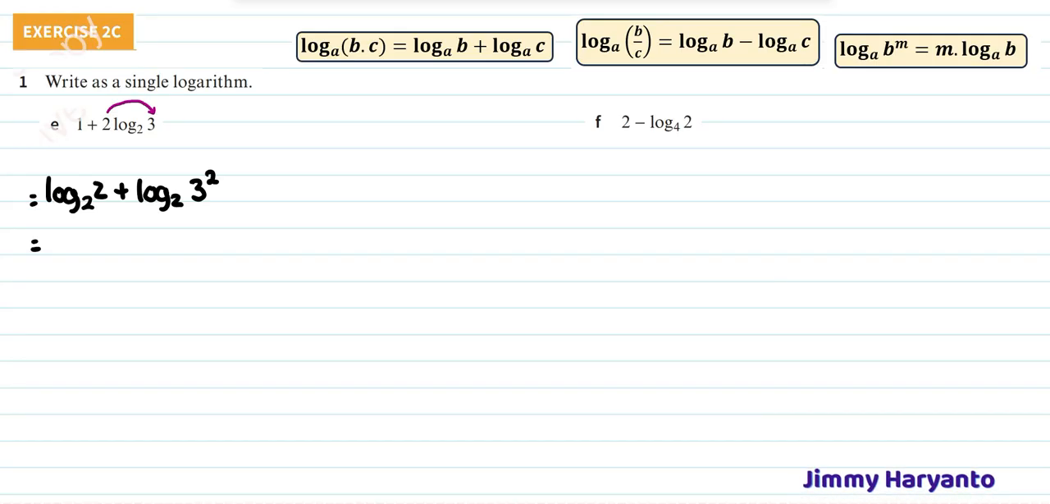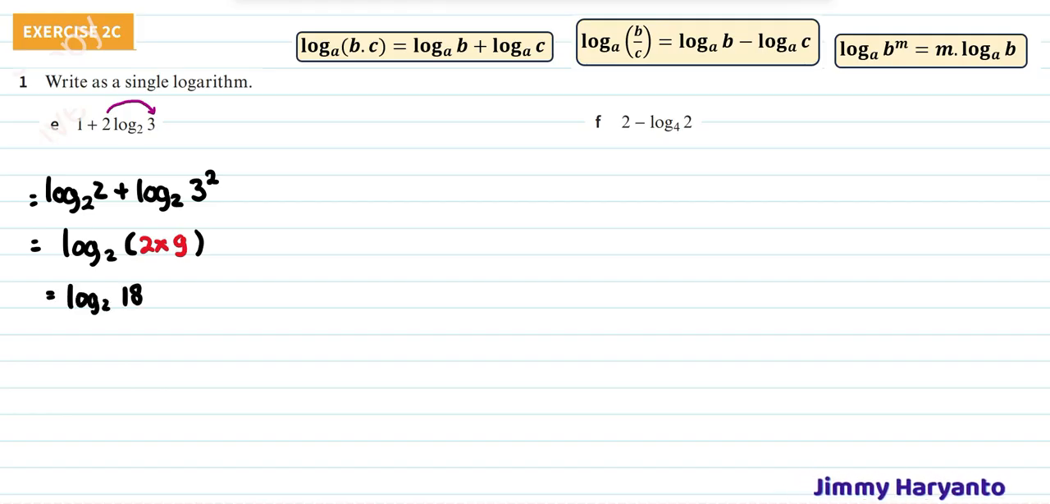And then after this, you can use these properties to combine the logarithm. Logarithm 2, open brackets, and then 2 times 3 square. 3 square equals to 9, so 2 times 9, you will have logarithm 2 and then 18. This is the answer. Next is f.